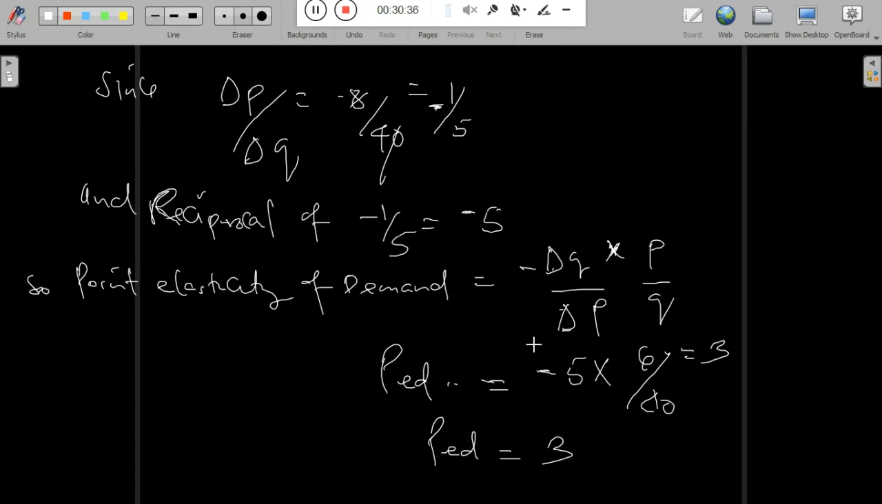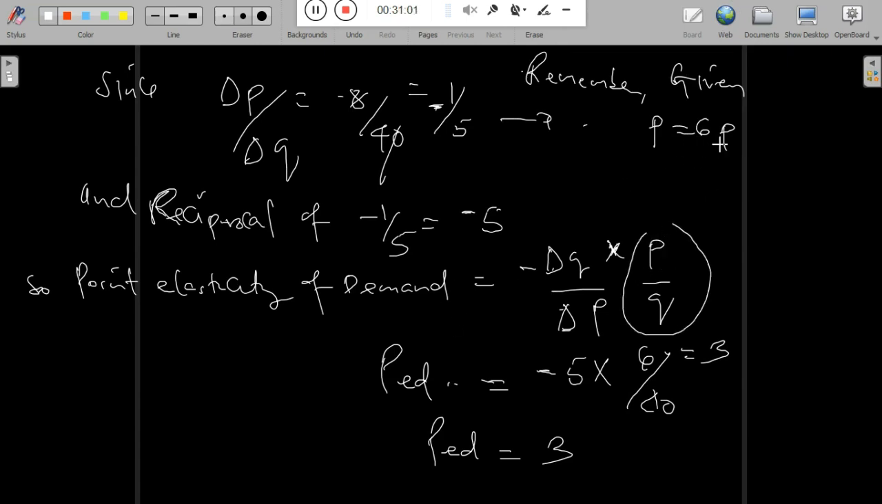That is the reciprocal. Then times the quantity over price, that is 60 over 10. Since we are given the price level of 6, the quantity over price is 10 over 6, which is equal to 3. So the point price elasticity of demand is equal to 3.